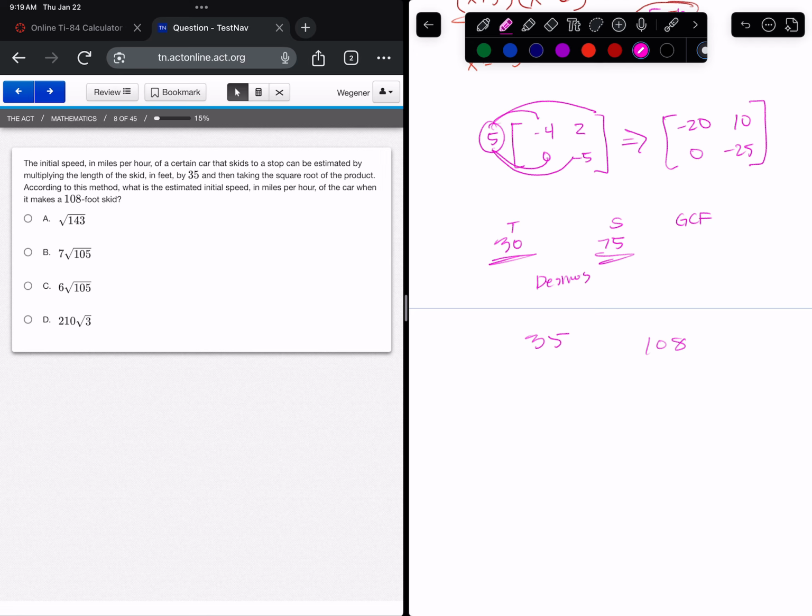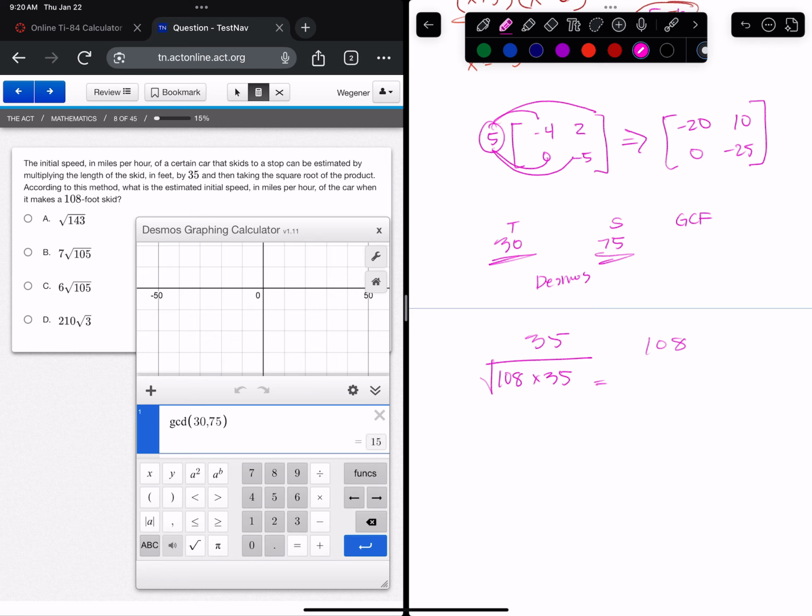The initial speed per hour of a certain car that skids to a stop can be estimated by multiplying the length of the skid. Okay, so we had 108 times 35, then taking the square root of the product. The product is just a fancy word for, hey, what did you get after multiplying these two numbers? So taking the square root of that. This question is all about, can you simplify a radical? So I'm gonna do 108 times 35 real quick. So I get the square root of 3780.